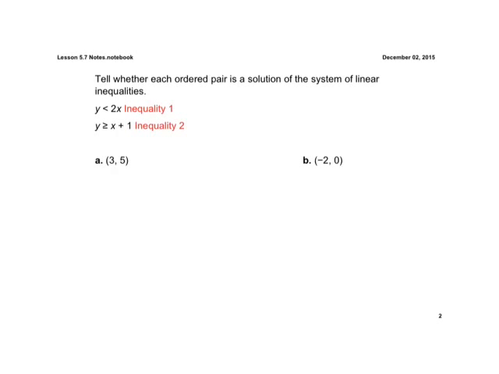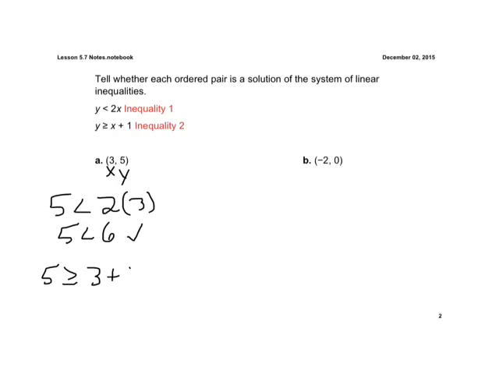Alright, first example here, we want to figure out if it's a solution. We've been doing this for a couple sections now. All we're going to do is plug in our x-coordinate, which is 3 for x, our y-coordinate, which is 5 for y, and see if they're true. They have to be true for both of them. So let's plug in 5 for y. 5 is less than 2 times 3, which is 6. Well, yeah, that's true, so that checks out. The second one, plug in 5 for y. 5 is greater than or equal to 3 plus 1, which is 4. That checks out. So yes, it is a solution. They both have to be true.